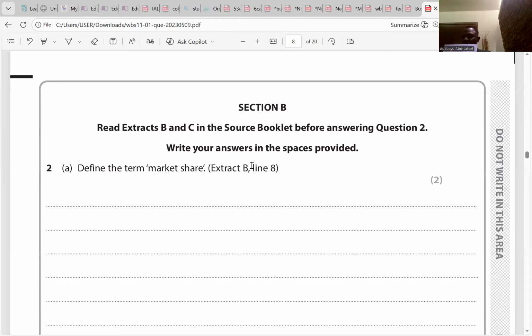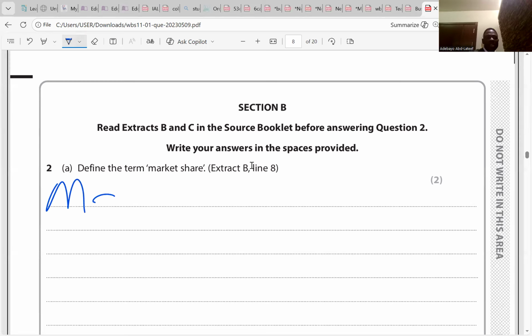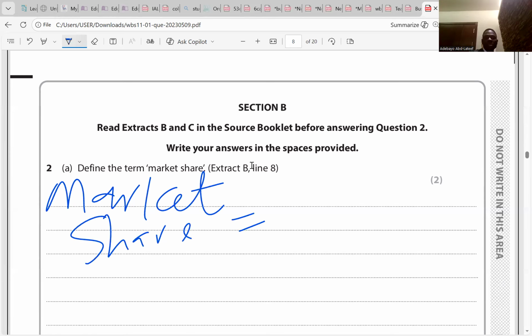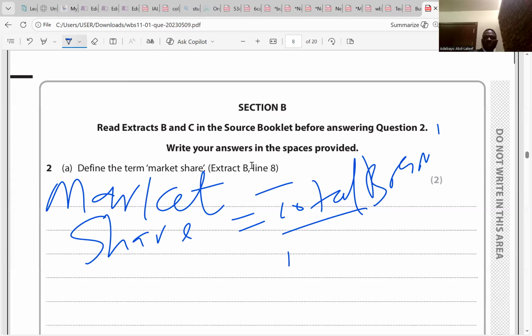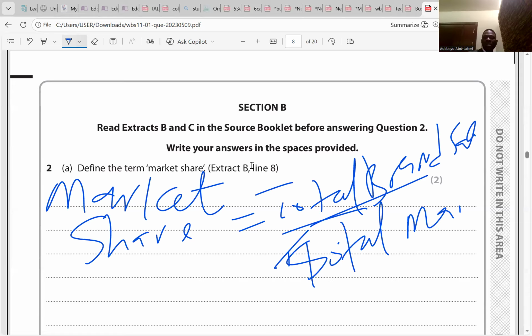That's market share. The formula for market share is total brand sale, the brand of the business, divided by the total market multiplied by 100. I'm going to write the formula here anyway. So you can write the formula instead of making the definition. Market share equals total brand sale divided by total market sale multiplied by 100. Okay, that's question 2A.